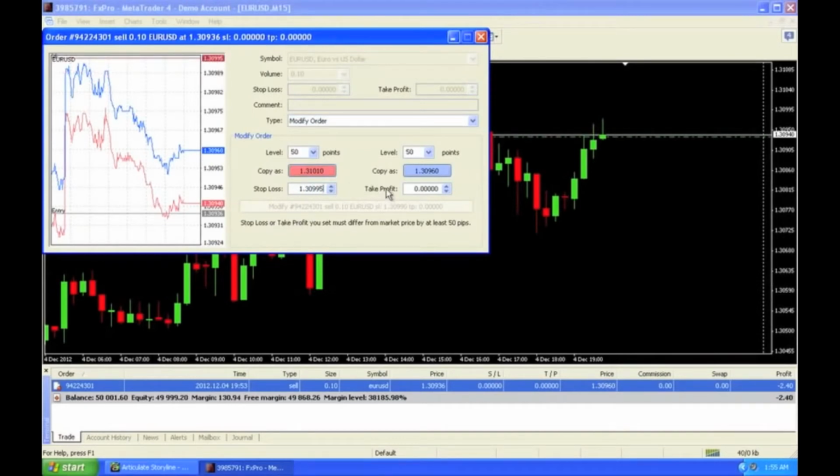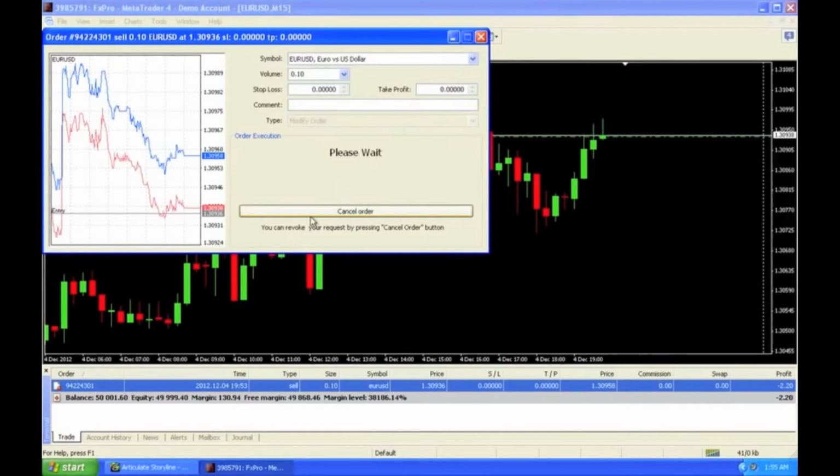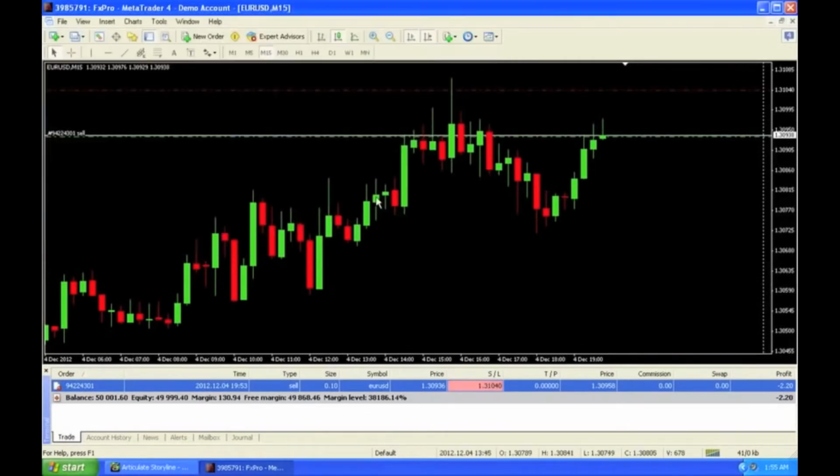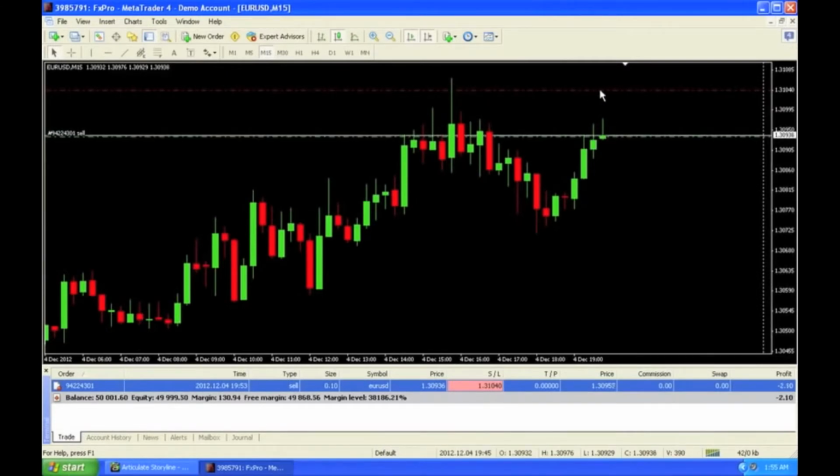1.30995 is where I want my stop to be. Or let's make it a little bit higher, 1.31040. Okay. Now I have just placed a stop order, which means if this trade goes here and touches this price, it will close automatically. This is going to be my maximum loss I can accept. Even if the price goes further after that, I do not take any more losses than this much. The same happens with a take profit.